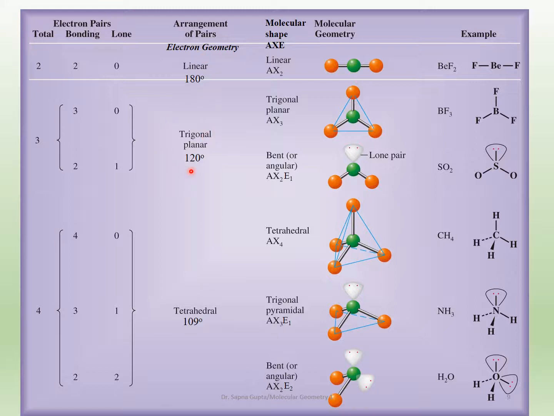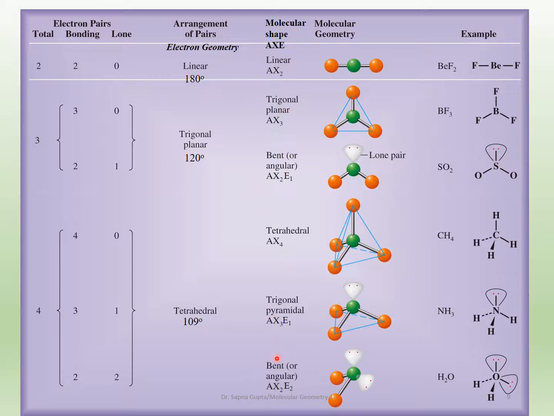The electron geometry will not go wrong, in the sense that if you have trigonal planar, then the bond angle should be 120 always. That's not going to change. When you have a tetrahedral, then your bond angle is always going to be 109. That's not going to change. That is the importance of the arrangement of pairs and the electron geometry. The next column here is the molecular shape. So looking at what we had from the electron pairs and the electron geometry, we can come up with the shape now.